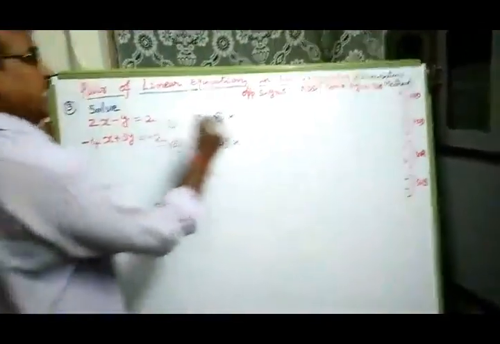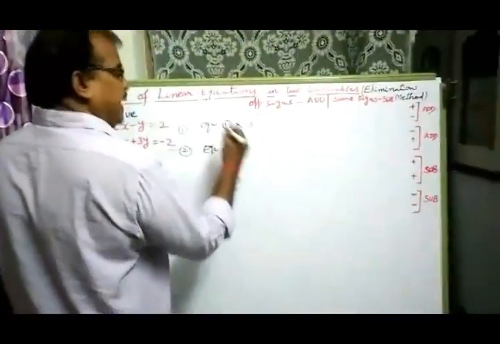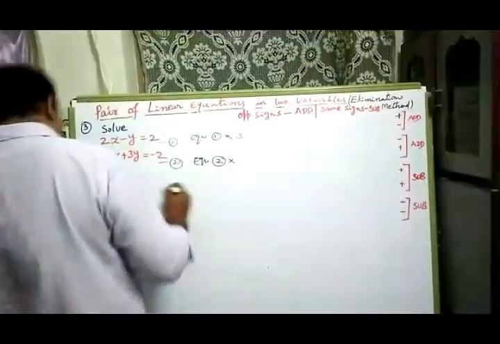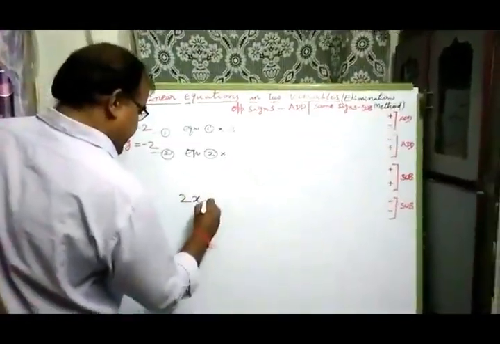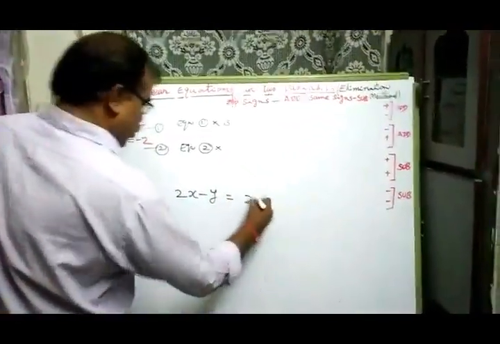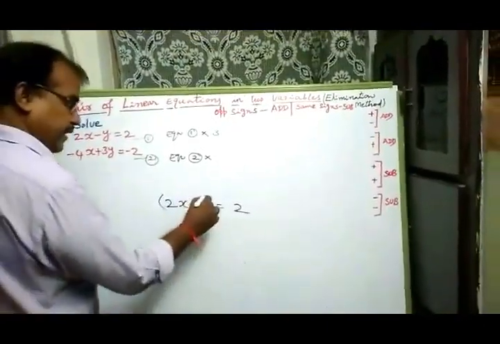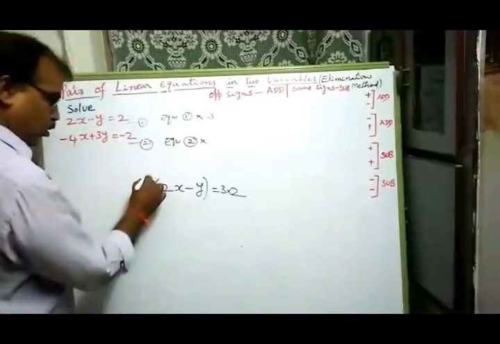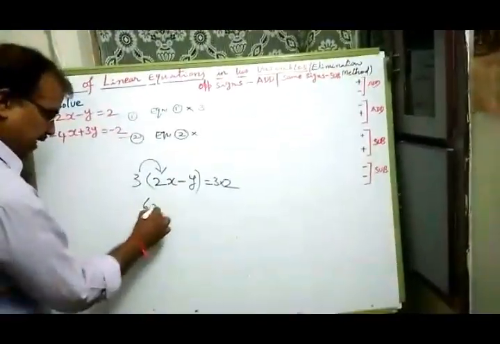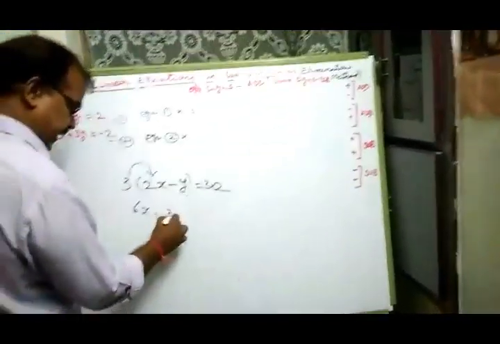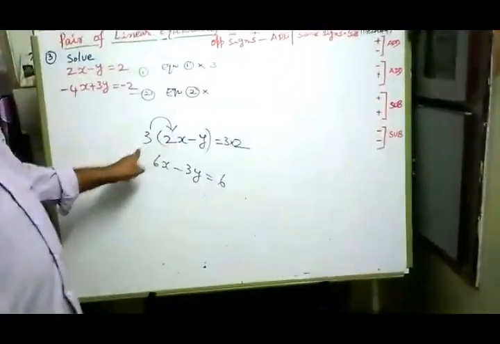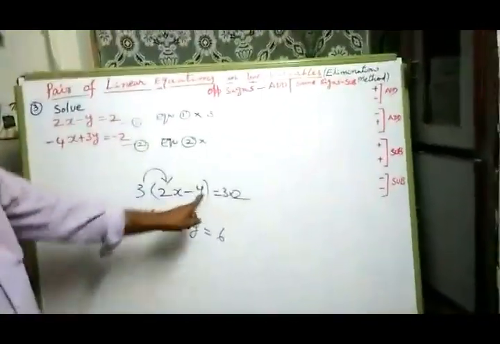So I am multiplying equation 1 into 3. What is equation 1? 2x minus y is equal to 2. Multiply with 3: 3 into 2x is 6x, 3 into y is 3y, and 3 into 2 is 6. So 6x minus 3y is equal to 6.